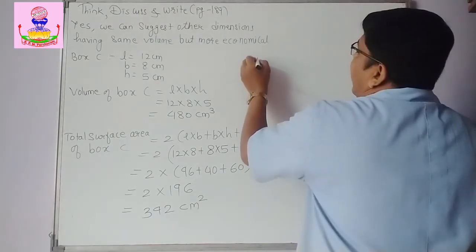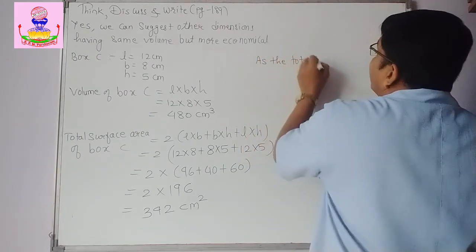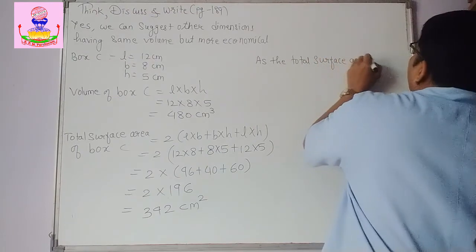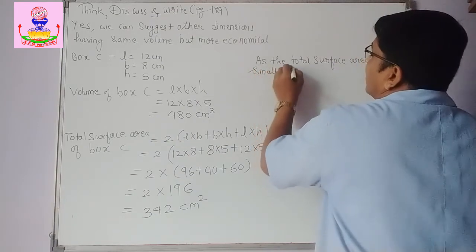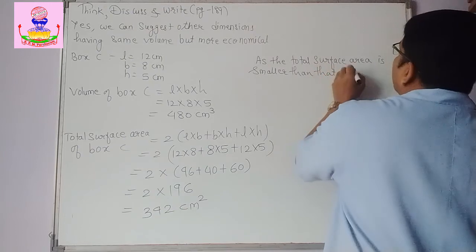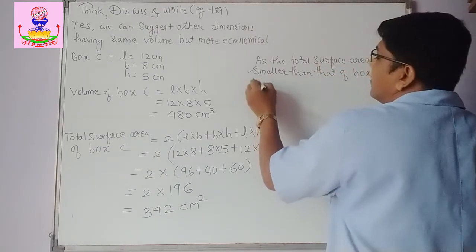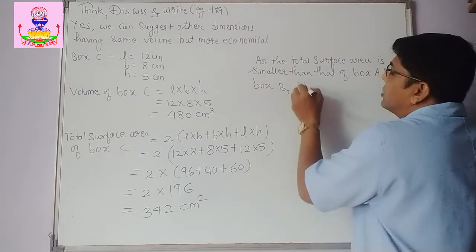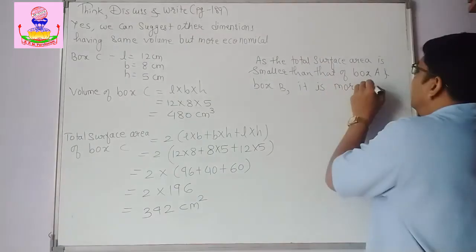So here we can say, here as the total surface area is smaller than that of box A and box B, it is more economical.